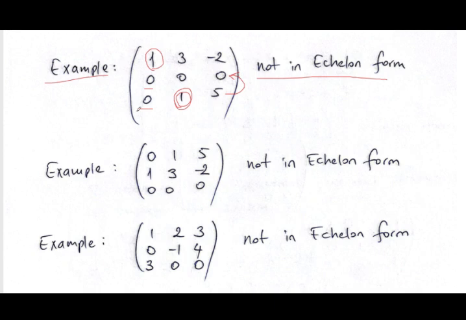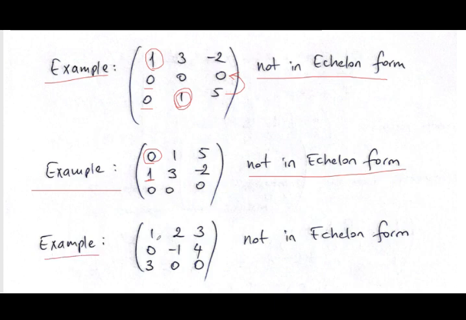But as it is right now, it is not in the echelon form. Another example: the leading term here is 0, but then below that we have a non-zero term. Again, this is not in the echelon form.